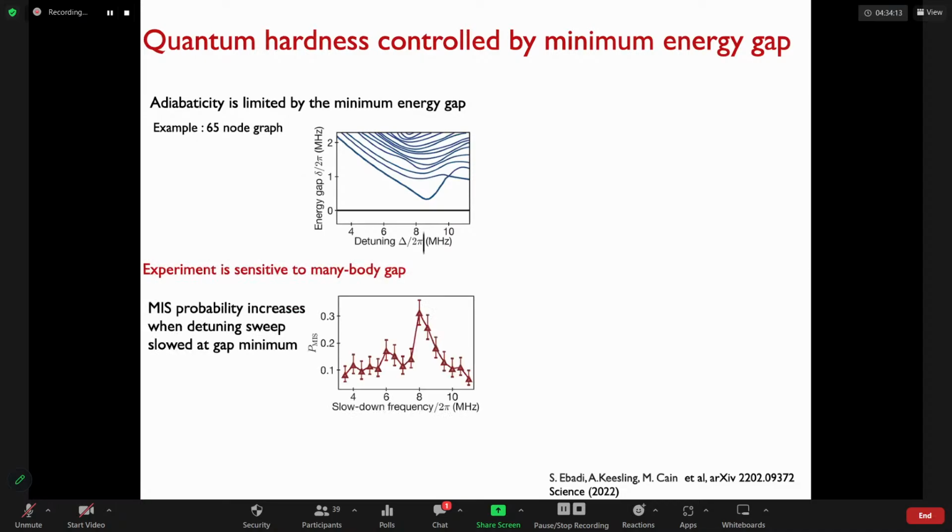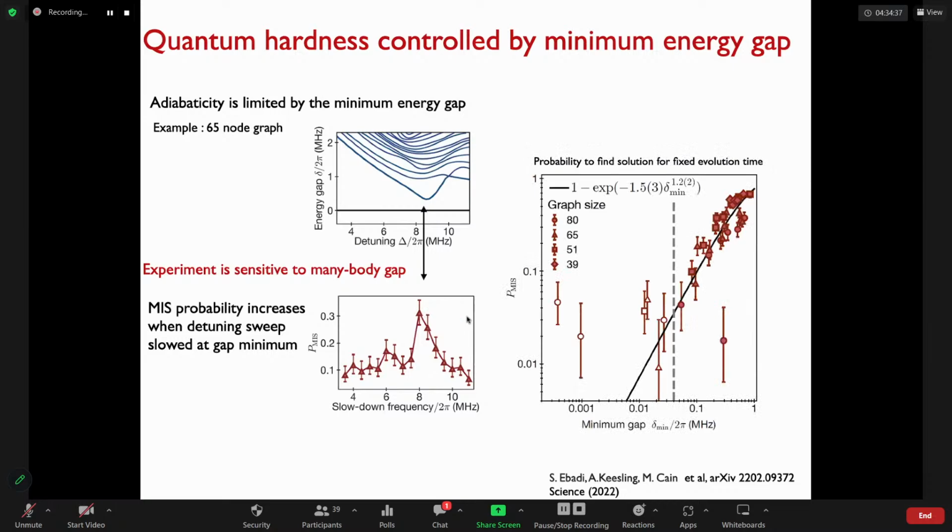So the way we know it is we find that for the cases where we can calculate where the minimum energy gap occurs, our optimized quantum algorithm actually slows down at this point of minimum gap to find the best solution. And what we can also do is plot this probability to find the MIS as a function of the gap. And what we see is very nice Landau-Zener scaling, which indicates that indeed the smallest gap is what controls the quantum hardness.